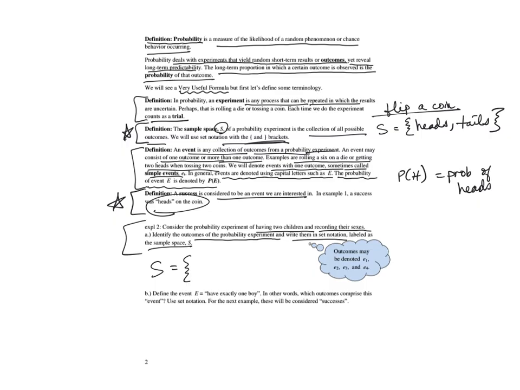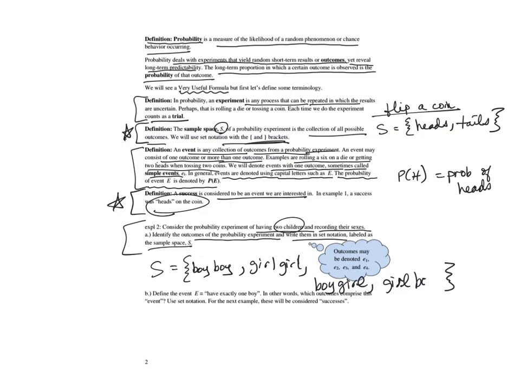Okay, I'm having 2 children. I'm thinking about their sexes. Well, I could have 2 boys, right? So I'm going to write that as boy, boy, comma. Another thing that could happen is I could have 2 girls, right? Girl, girl. Well, of course, I could have a boy and then a girl. I could also have a girl and then a boy.